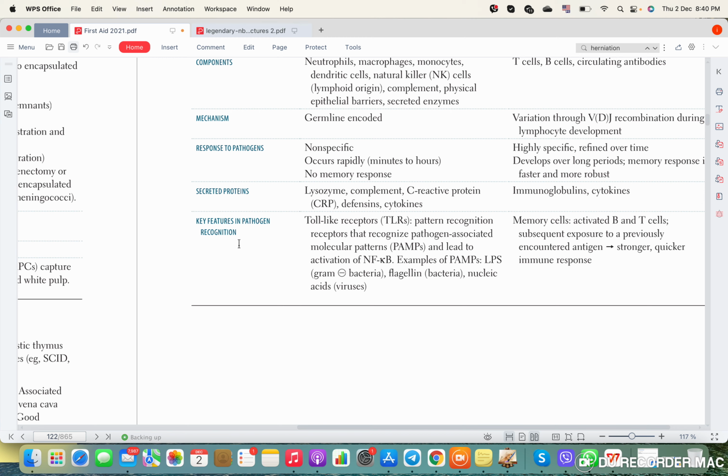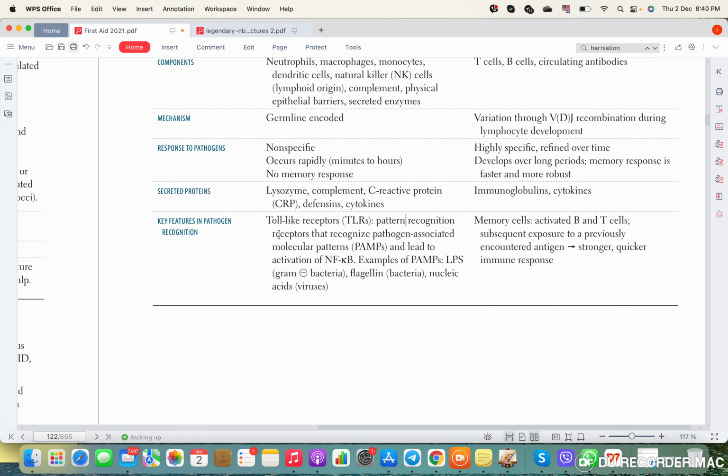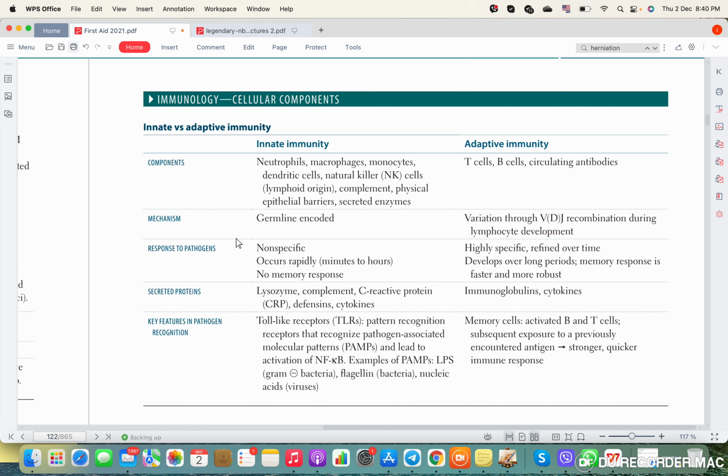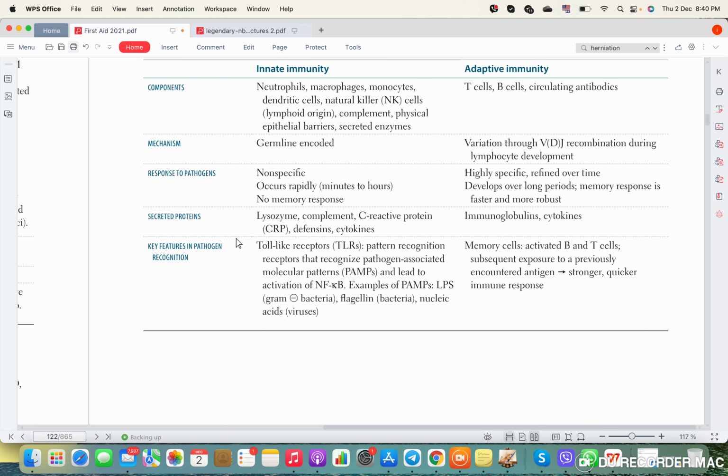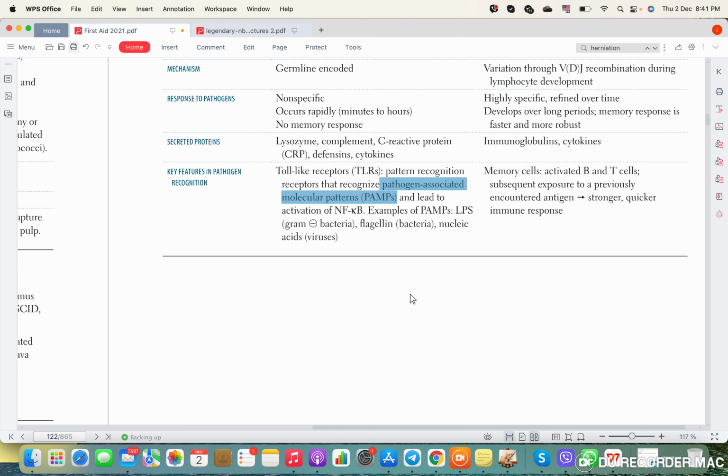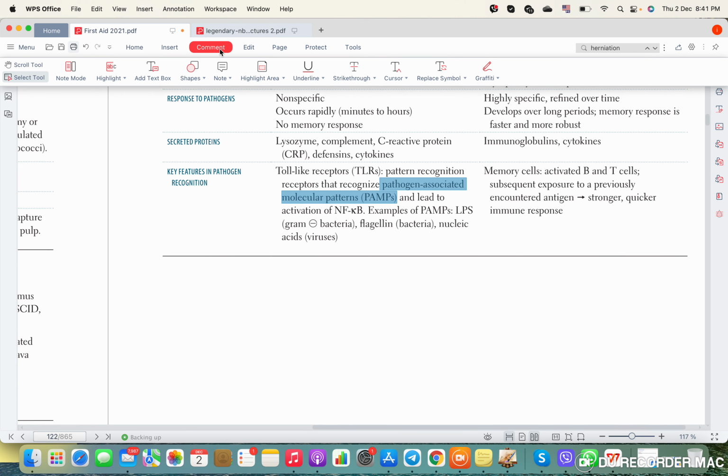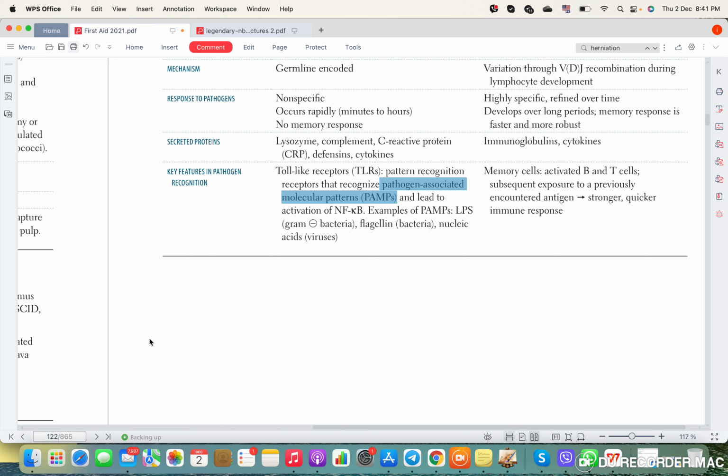Okay, so there is a key feature in pathogen recognition. How does the innate immune system know that, okay, I have a pathogen and I have to kill it? You know, there is something called the toll-like receptors. It's a pattern recognition receptor that recognizes the PAMPs, which is pathogen-associated molecular pattern. And let me explain what this means. Well, basically, if you have a bacteria, it has these PAMPs on it, okay? So these are the PAMPs.